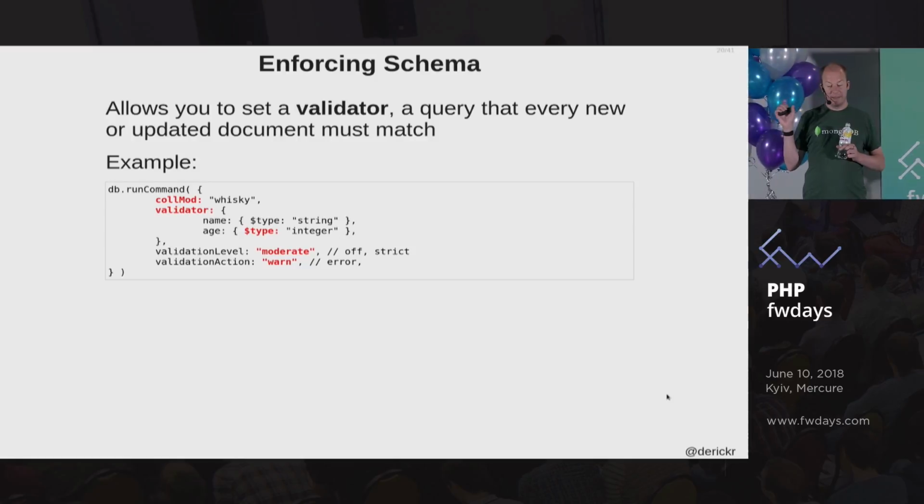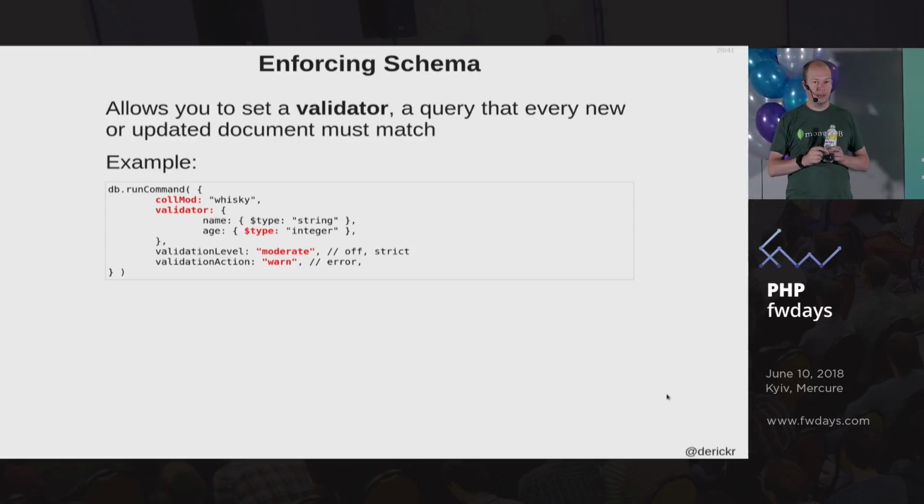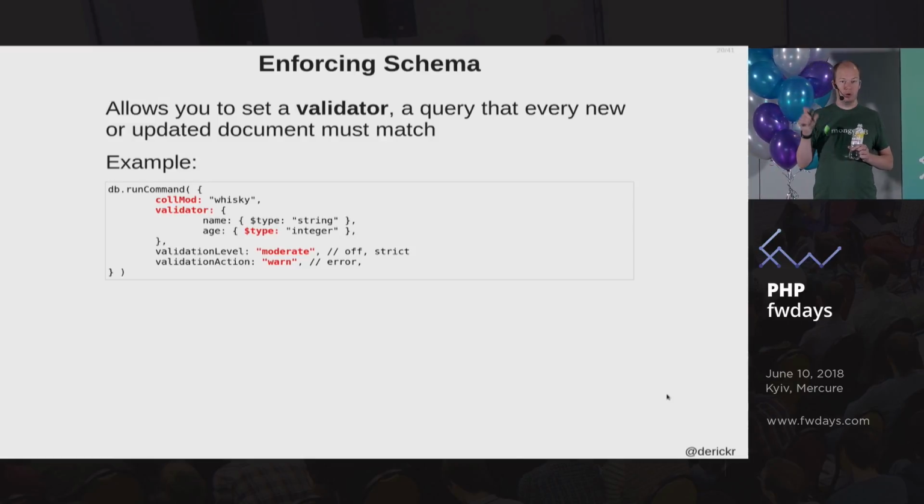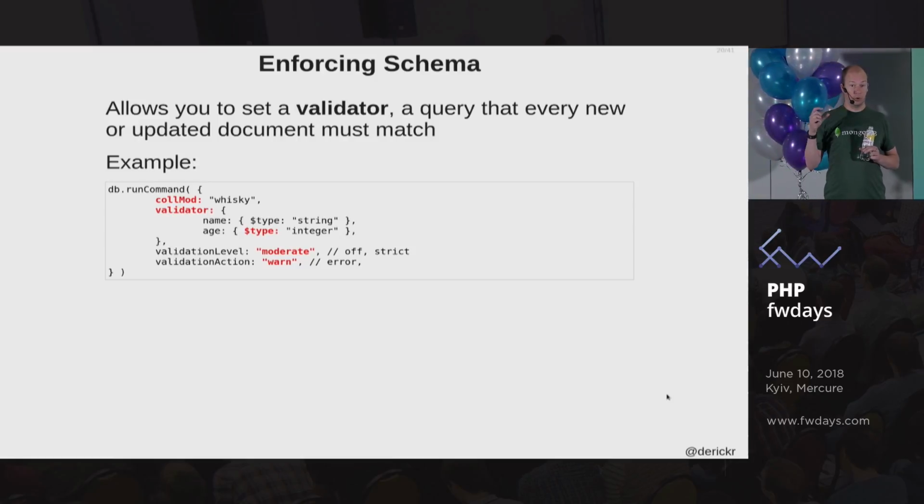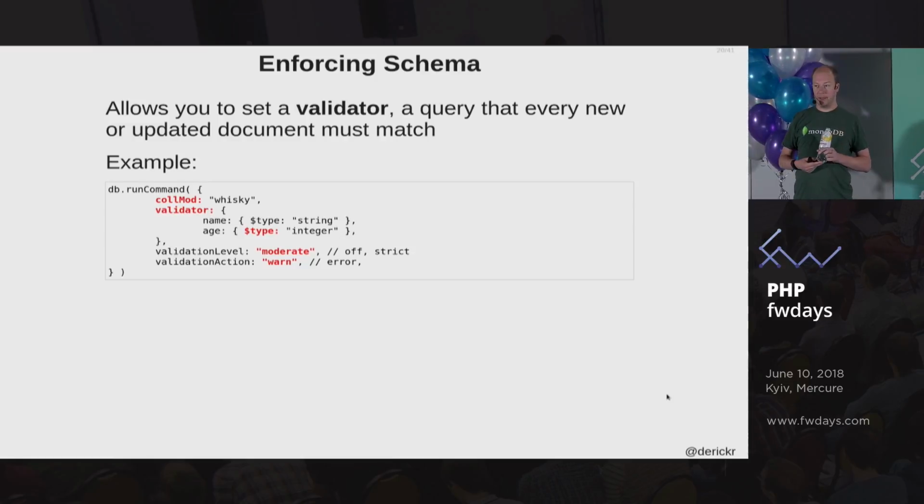So this is a very simple validator that makes sure that anytime we insert or update a document in a collection, if those types do not match with what you're trying to store, the database will refuse to update or store the document, and you'll get an exception back in your application, which is a very simple way of still sort of defining a schema.